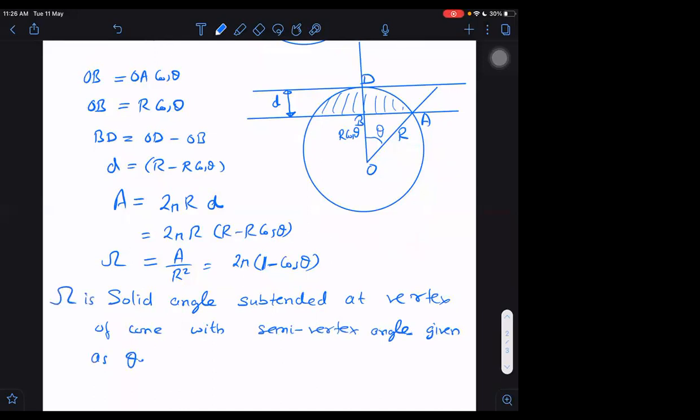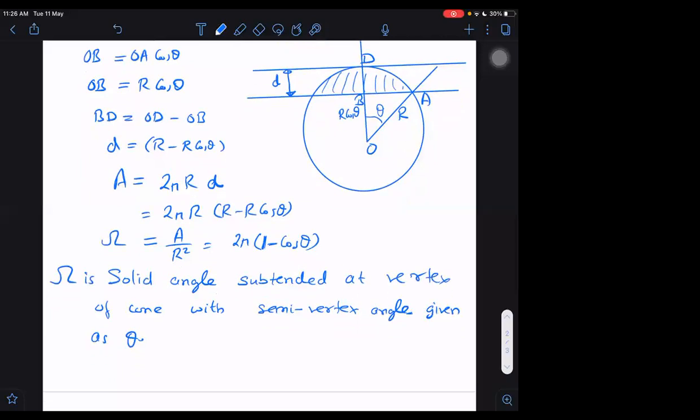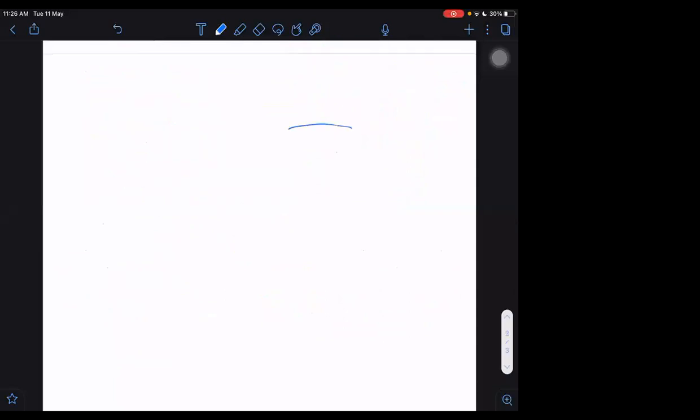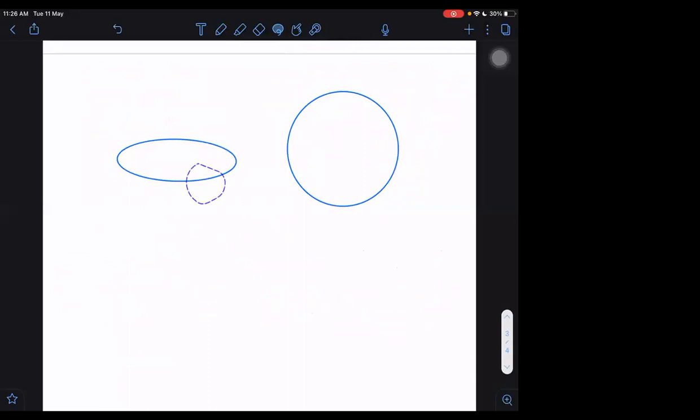Sir, how are questions based on solid angle asked? Solid angle based question I can ask you. For example, what is the solid angle subtended by a hemisphere at the center? Do it. Sir, repeat. What is the solid angle subtended by a hemisphere at the center? 0, sir.